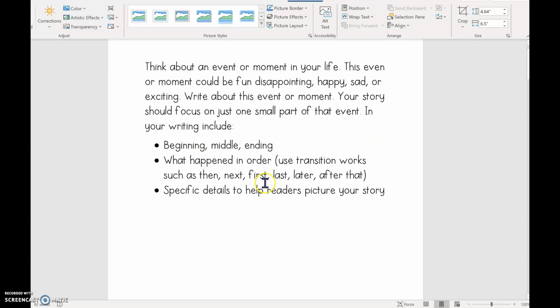Then you need to put it in a correct order. So you need to have an order that makes sense. And I want you to put transition words such as then, next, first, last, later, after that. You don't need it in every sentence, but you should be using at least a few of those.